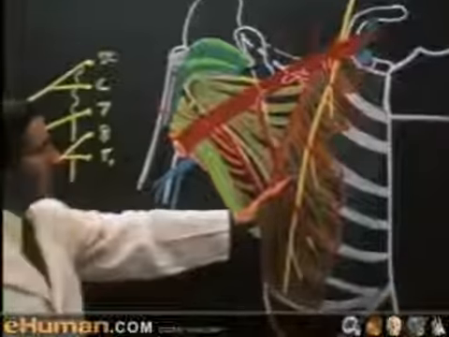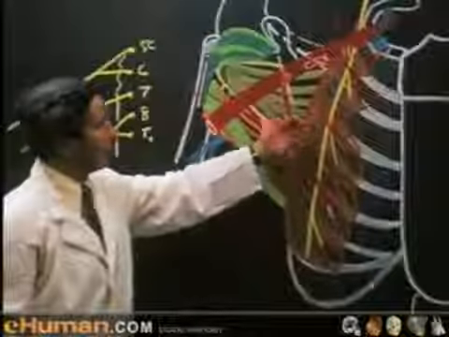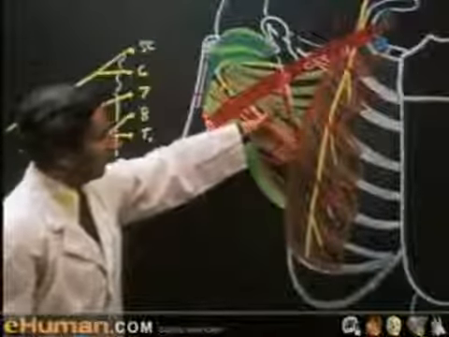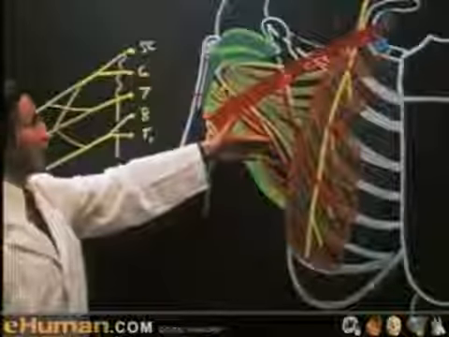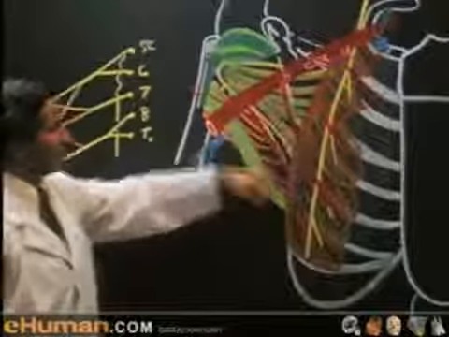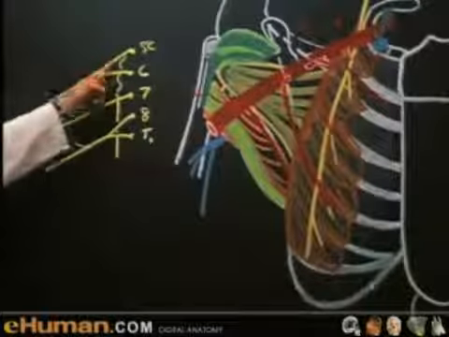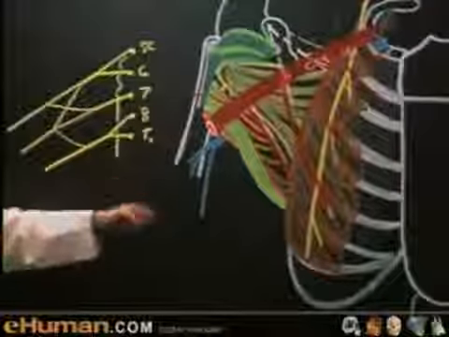This is the nerve supply to this muscle, and should it be injured, then the scapula will move away from the posterior wall of the thorax, a condition known as wing scapula. So this is the long thoracic nerve, the nerve supply to serratus anterior.